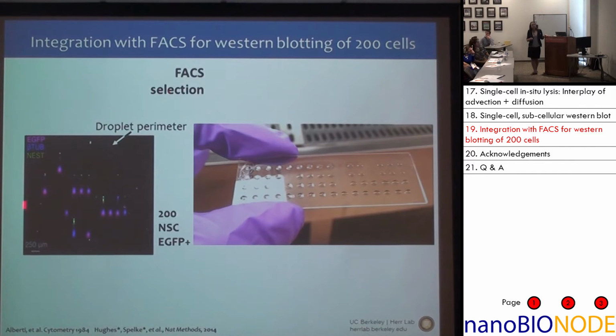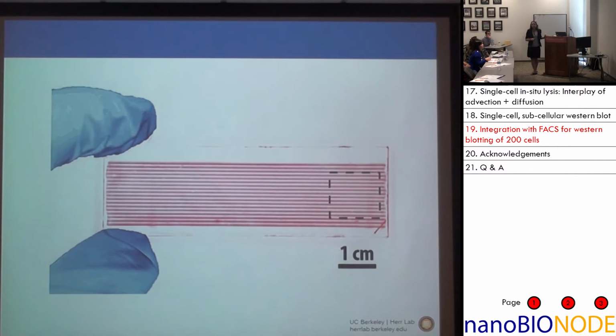And then basically come in and do Westerns just on those selected cells, which allows you to get membrane protein information and then do the Westerns on the different compartments.